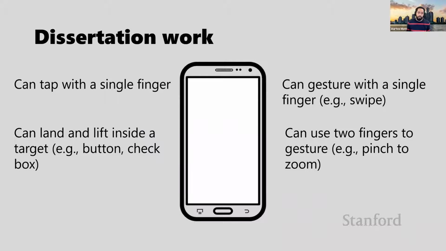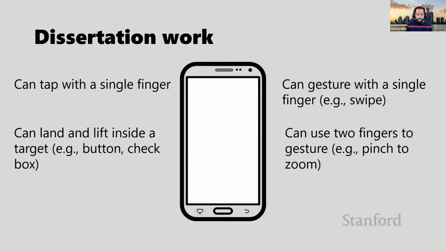So for my dissertation work, I looked at the ability assumptions embedded inside what you would think of as just a touchscreen device. There are some things that we just take for granted, right? The affordances of a touchscreen and what they allow us to do. So we assume that you can tap with a single finger. If you want to select a target, you can both lift and land inside of it. You could perform both two-finger and single-finger gestures like a swipe or pinch to zoom.